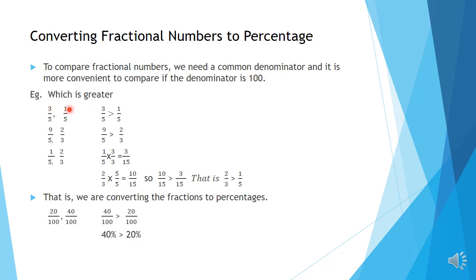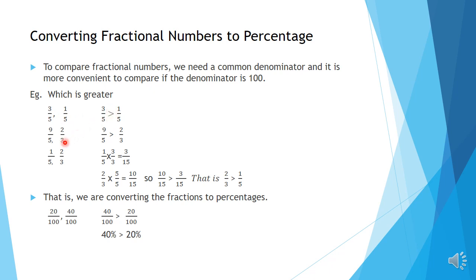Here which is greater? Here the two fractions are given, 3 by 5, 1 by 5. Children, what is greater here? For this we see first whether denominators are same or not. So here the denominator is 5, here also 5. So both denominators are same. So we have to see the numerator. So 3, 1. So what is greater? 3 is greater. So we can say 3 by 5 is greater than 1 by 5.